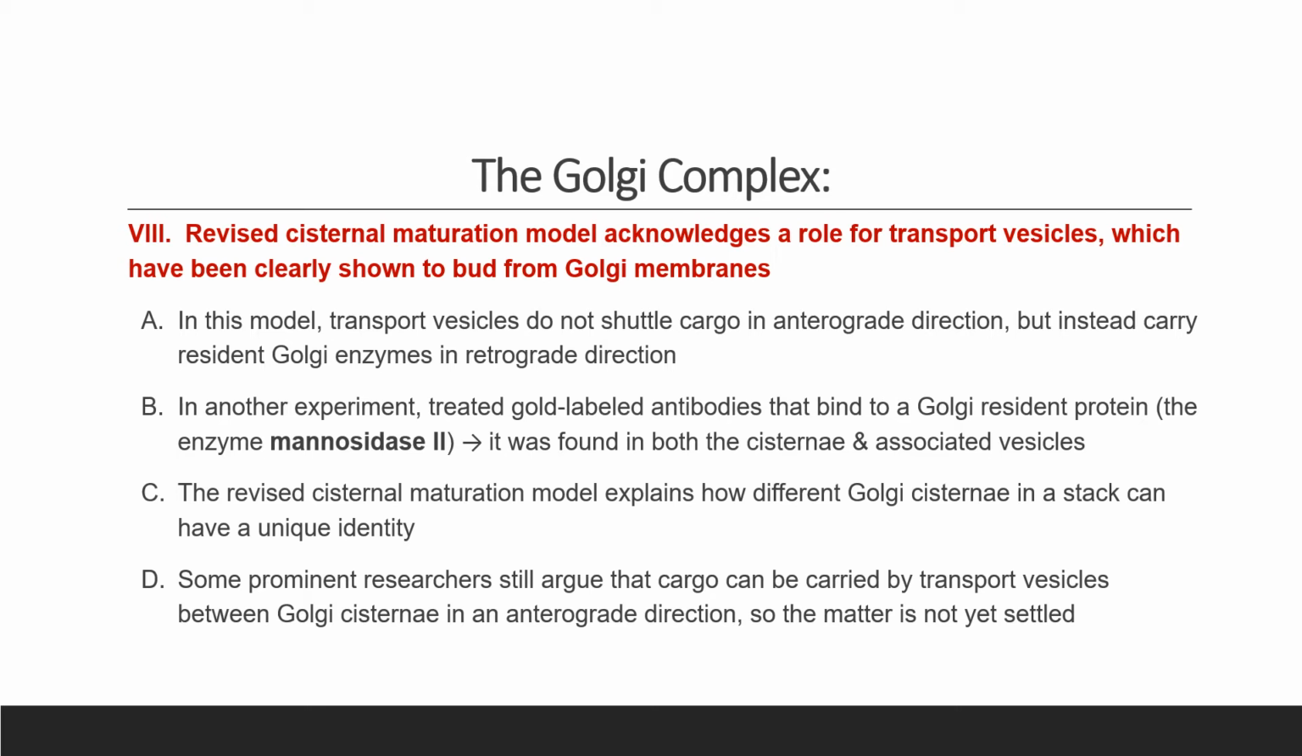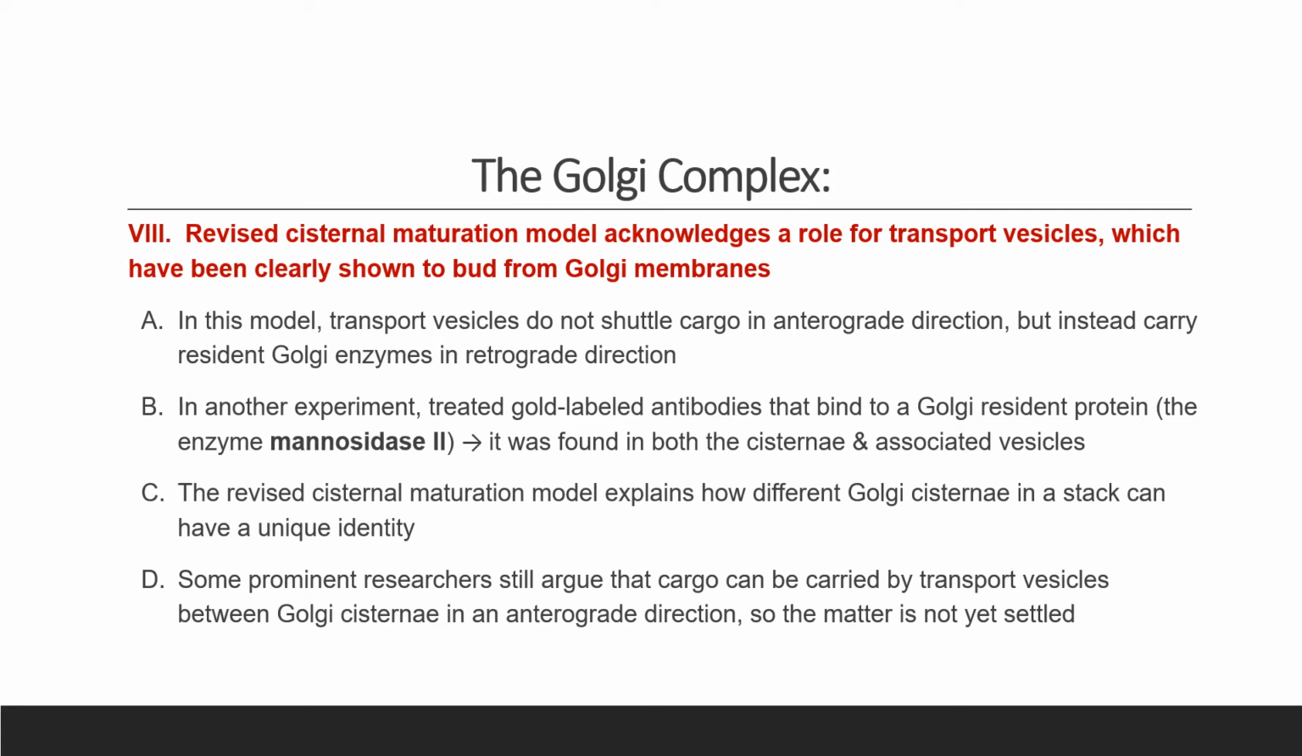So, the revised cisternal maturation model acknowledges a role for transport vesicles, which have been clearly shown to bud from the Golgi membranes. In this model, transport vesicles do not shuttle cargo in the anterograde direction, but instead carry resident Golgi enzymes in the retrograde direction. In another experiment, cells were treated with gold-labeled antibodies that bind to a Golgi resident protein. It was found in both the cisternae and associated vesicles.